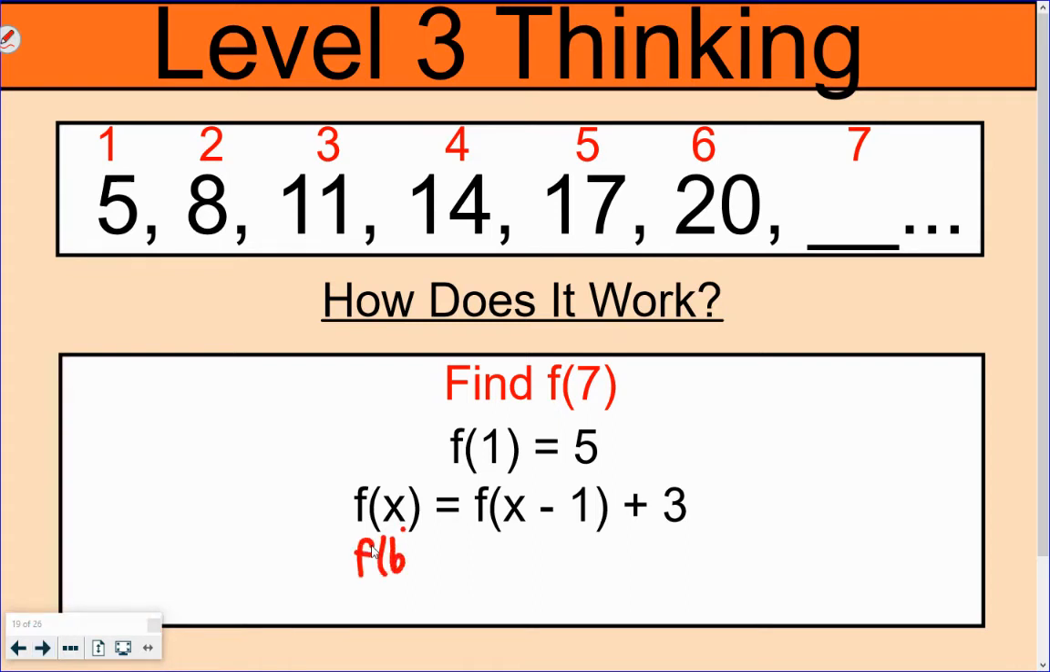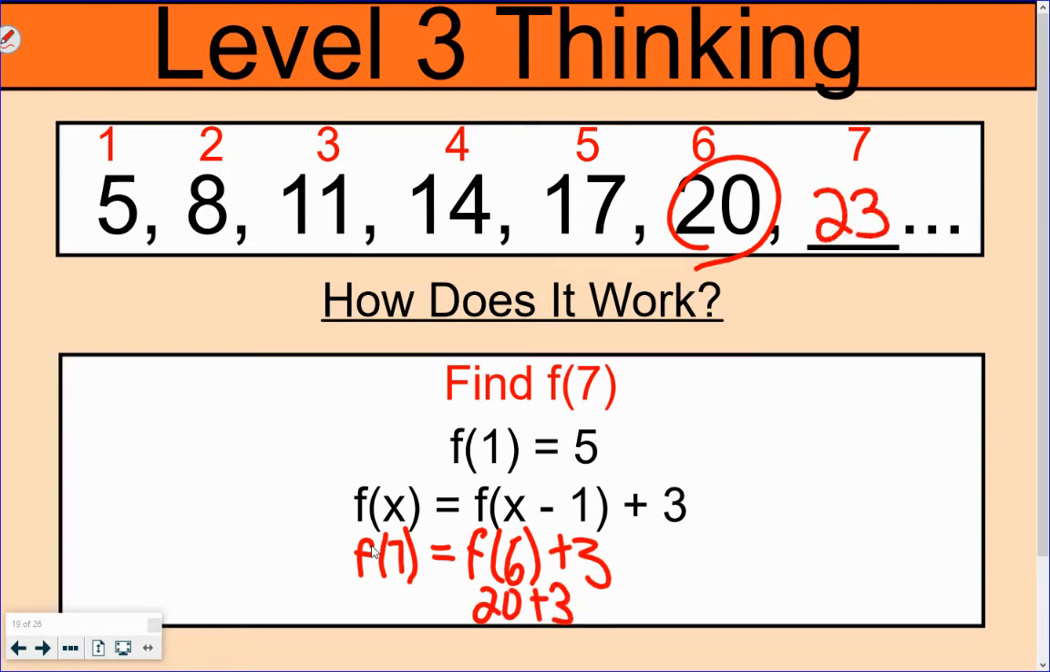So now I can take my f of 6, which I do know, and I've got f of, let's see, sorry, I did f of 6 again, didn't I? f of 7 equals f of 6 plus 3. Well, now I know that f of 6 is 20, and when I add 3 to that, I get 23.